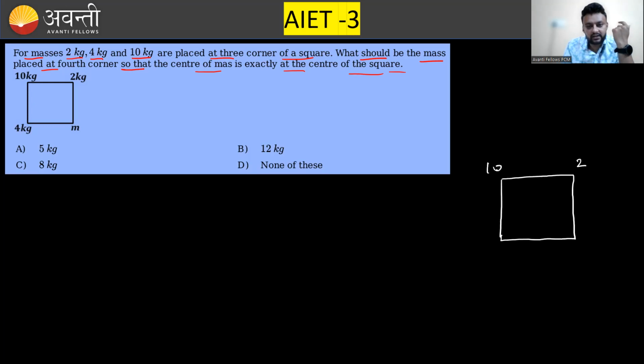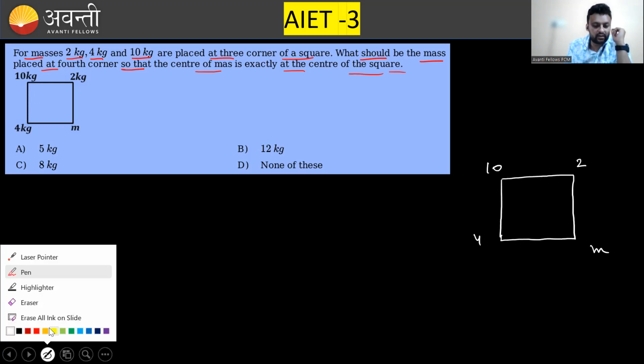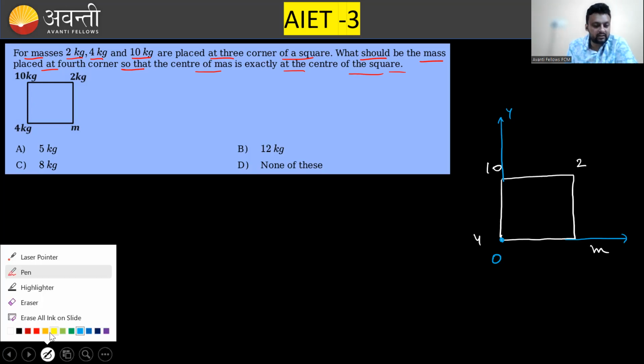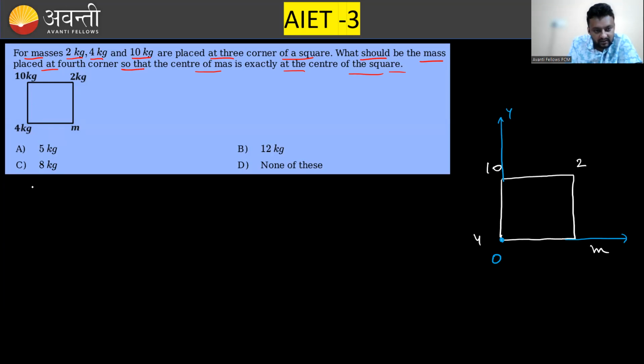So this is 2 kg, this is 10 kg, this is 4 kg, and this is something m they are saying. Okay. So first thing, while solving for center of mass that you have learned in the classes, there must be some origin. If I take this as the x-axis and this as the y-axis, this is going to be my origin, O. Now the formula for center of mass, the x coordinate of center of mass, if I write in terms of sigma, is sigma mixi divided by sigma mi. I hope you remember.